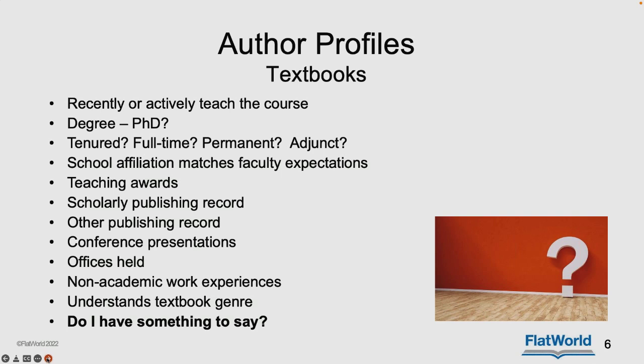A scholarly publishing record, that kind of goes along with tenure, it goes along with credibility. Other publishing, if you've written a trade book for your particular area, that can actually be attractive. It can show that you can write to a general audience. Conference presentations, being known by other faculty, not only through your scholarly publishing record, but through being present at conferences and making presentations helps for name recognition.